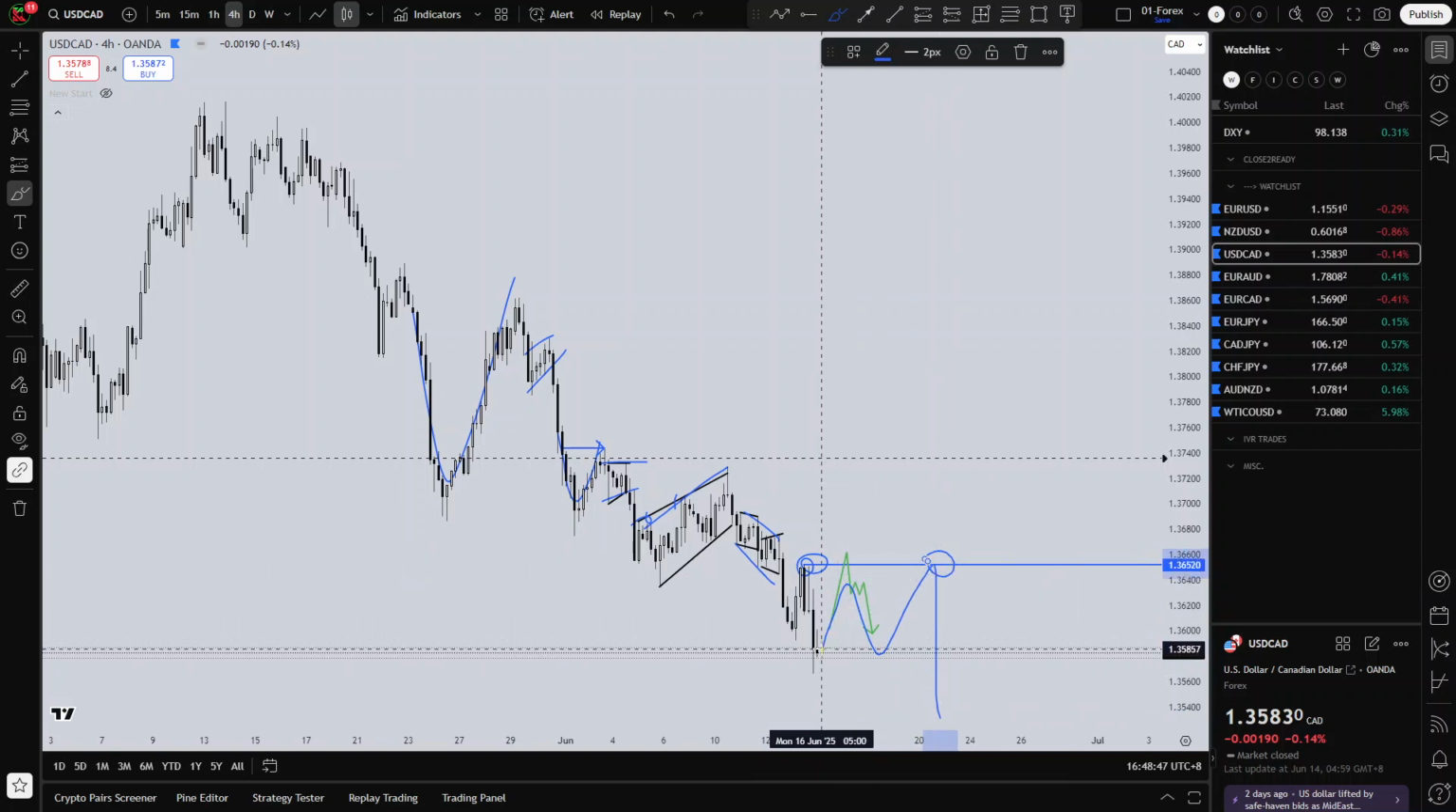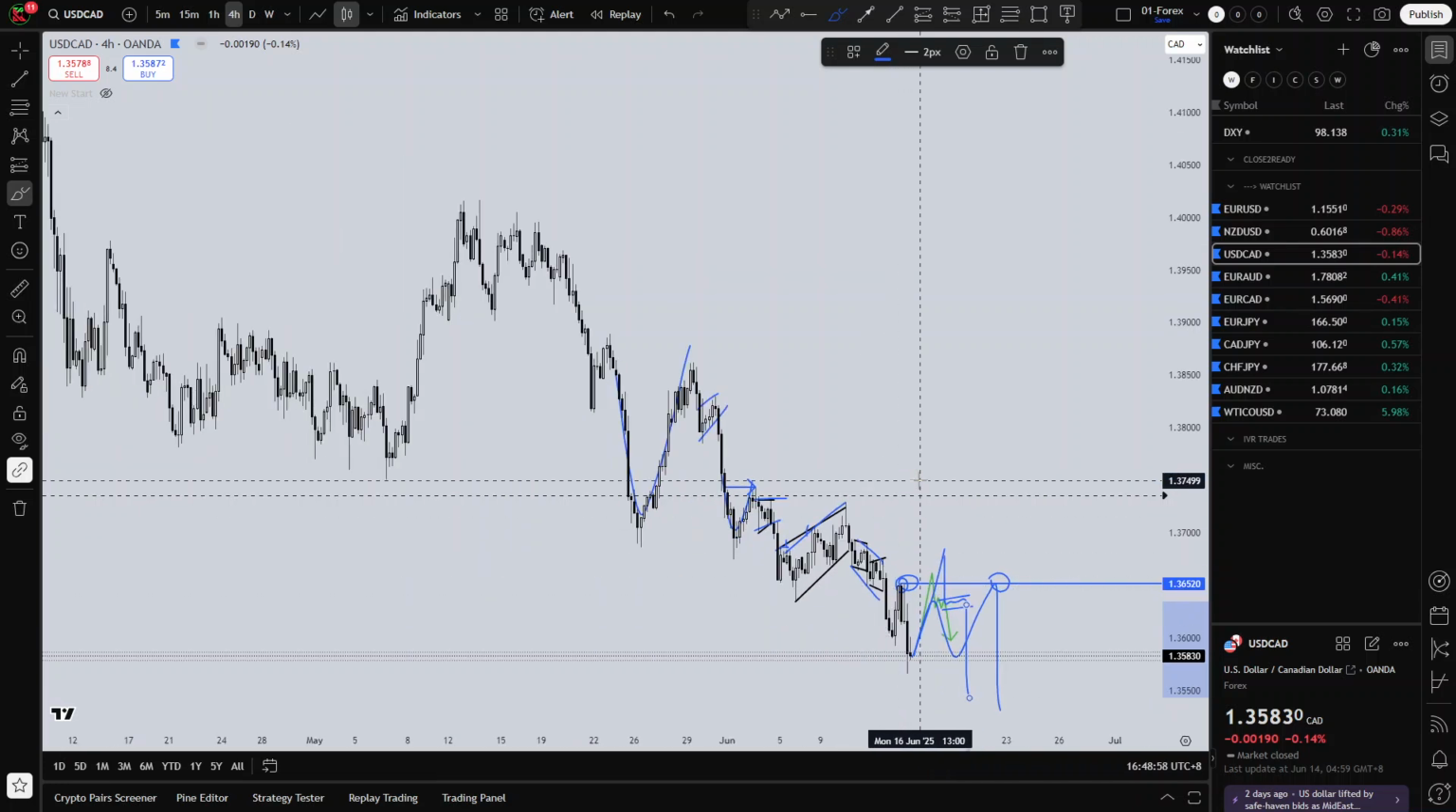But again, I would not be surprised if it just taps into this high again, and then followed by a lower time frame, 15 or even 5-minute continuation here, to then enter a short in this area.